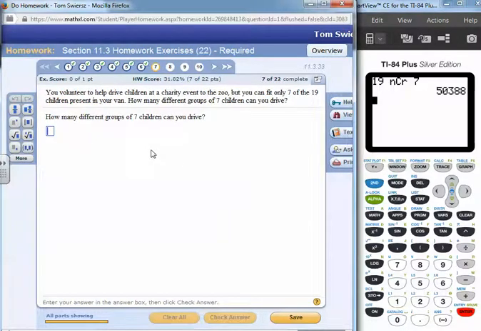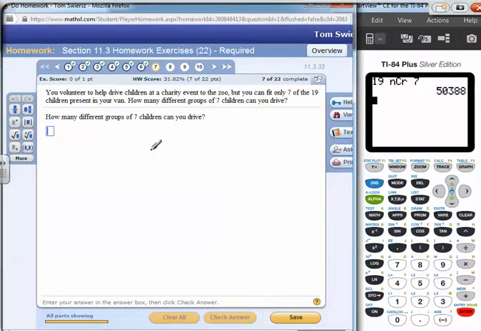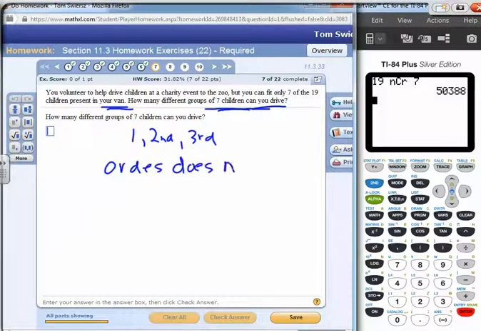Number 7: you volunteer to help drive children at a charity event, not to the zoo, but you can fit only 7 of 19 children present in your van. How many groups of 7 children can you drive? Okay, so whether a child is picked first or second or third, they're going to be able to go in your van. The same thing happens whether you're picked first, second, third, or 7th child. So order does not matter, right?